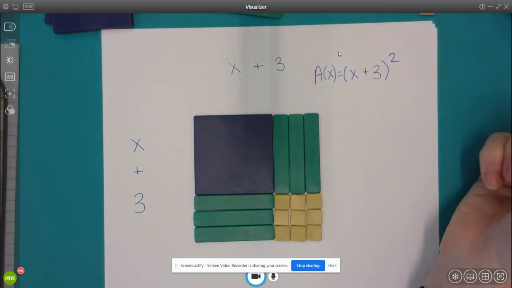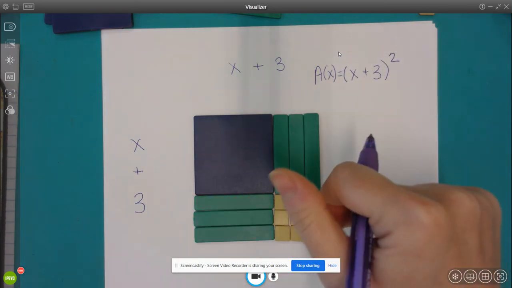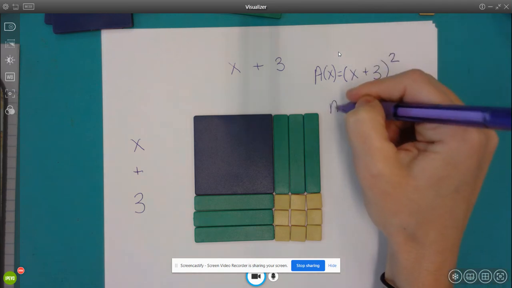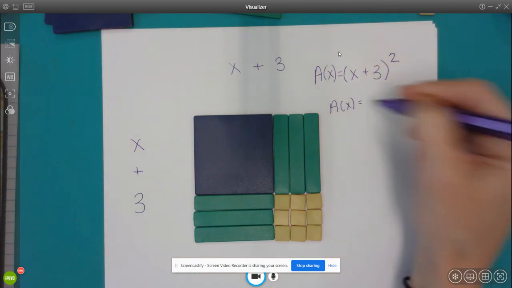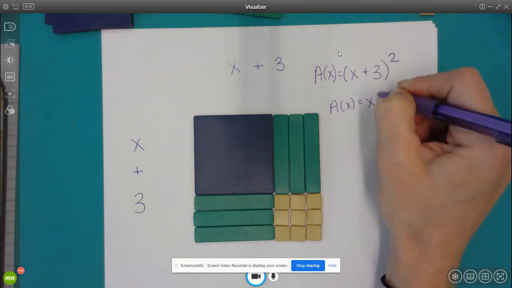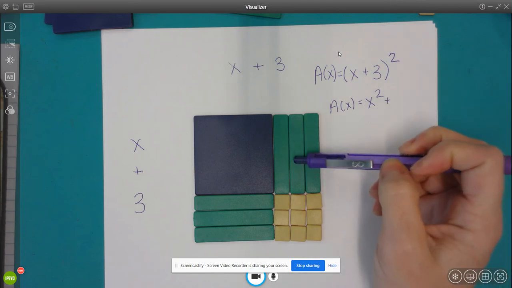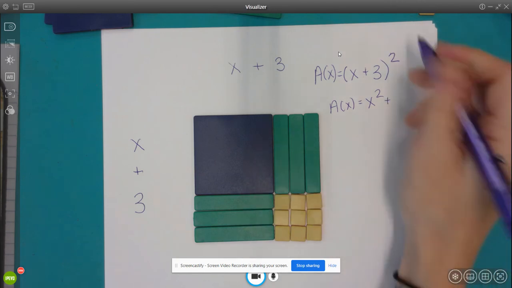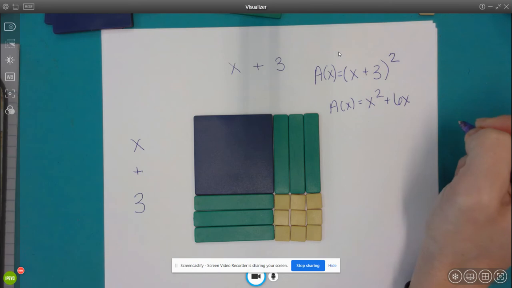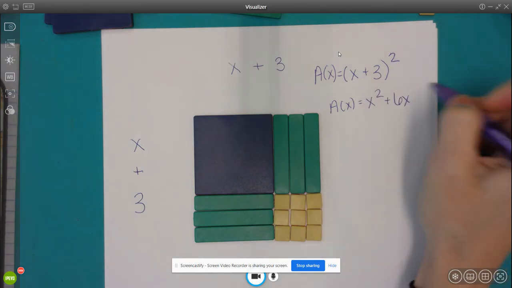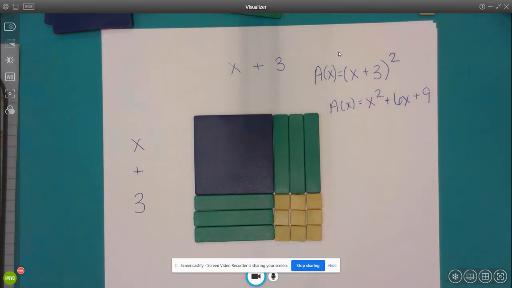The other way is that I can actually look at what I have here and add it up together. So the other expression that would represent this area is x squared plus, I have 3x and 3x, which would give me 6x, and then my 9 single units down here.